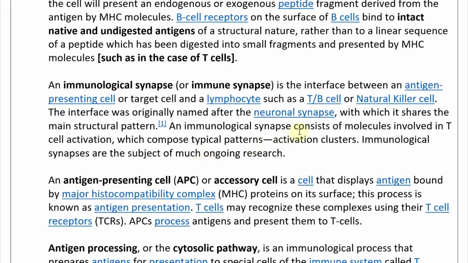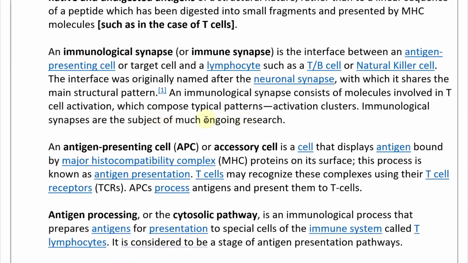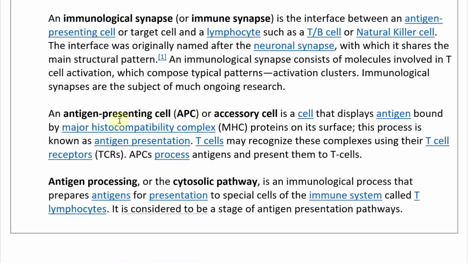An immunological synapse consists of molecules involved in T cell activation, which compose typical patterns, activation clusters. Immunological synapses are the subject of much ongoing research. Interesting. So an antigen-presenting cell or APC or accessory cell is a cell that displays antigen bound by major histocompatibility complex, MHC, proteins on its surface. This process is known as antigen presentation.